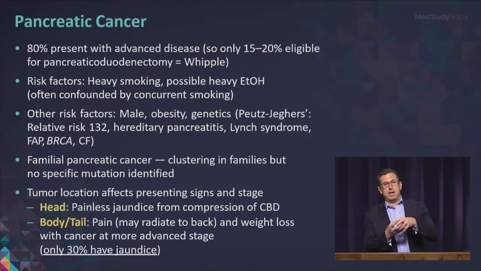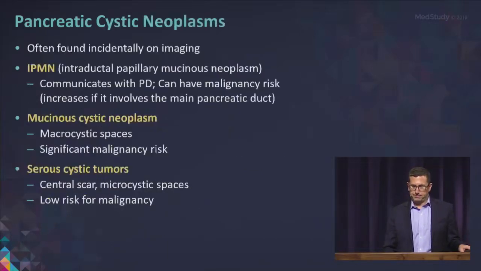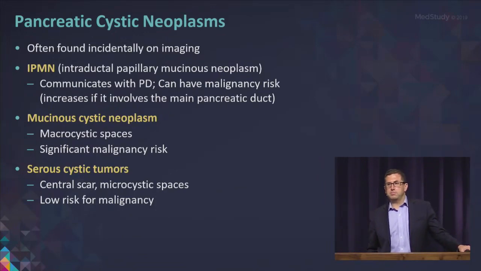And the tumor location really helps determine how the patient is going to present. If it's in the head of the pancreas, patients will usually present with painless jaundice. If it's in the body and tail, it may present much later because there's no compression of the common bile duct in many cases.